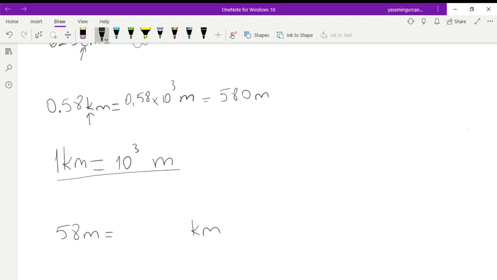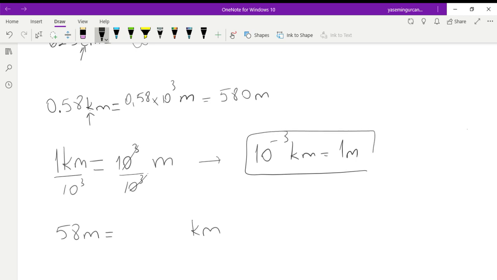So how can we convert this the other way around, how do you revert it? You can divide both sides with 10 to the 3, get rid of this, and this basically gives you 10 to the minus 3 kilometer is equal to 1 meter. Okay, so this is the conversion the other way around. Instead of 1 kilometer is 10 to the 3 meter, 1 meter is 10 to the minus 3 kilometer.